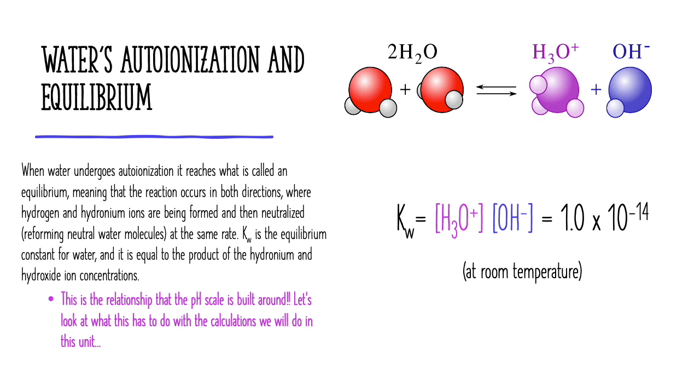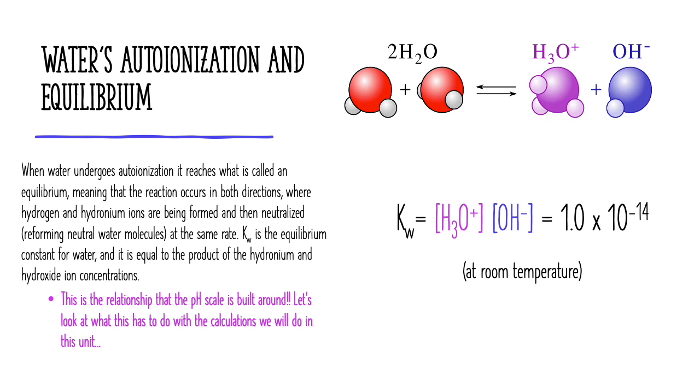And when we reach an equilibrium in a system, it just means that the hydronium and hydroxide ions are forming at the same rate as neutral water molecules in that solution. And so we reach a concentration of ions in this solution that is constant. The Kw value that you see down below with this equation is the equilibrium constant for water, and this is equal to the product of the hydronium and hydroxide ion concentrations, which is equal to 1.0 times 10 to the negative 14.